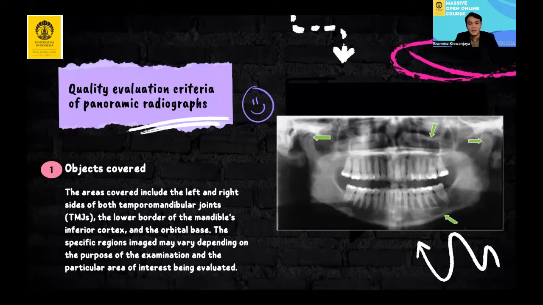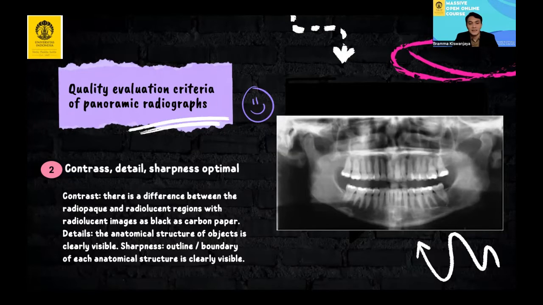Now let's move on to the quality evaluation criteria. The first one is object covered. The areas covered include the left and right sides of both temporomandibular joints, the lower border of the mandible's inferior cortex, and the orbital base. The specific regions imaged may vary depending on the purpose of the examination and the particular area of interest being evaluated.